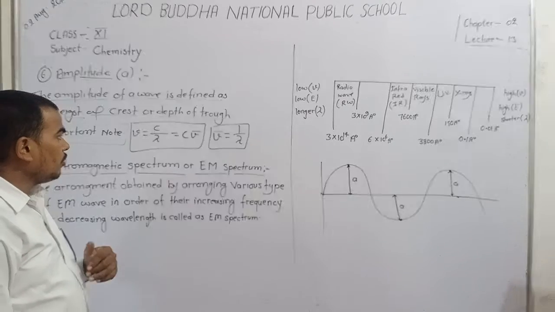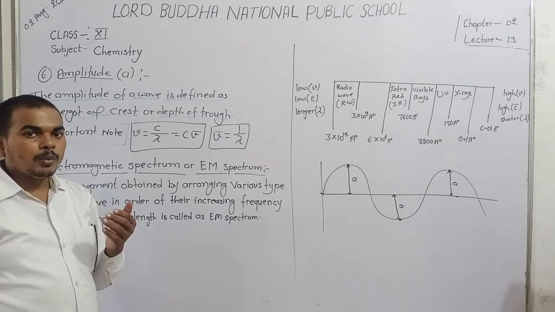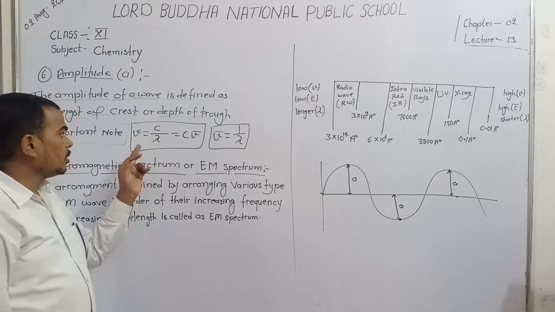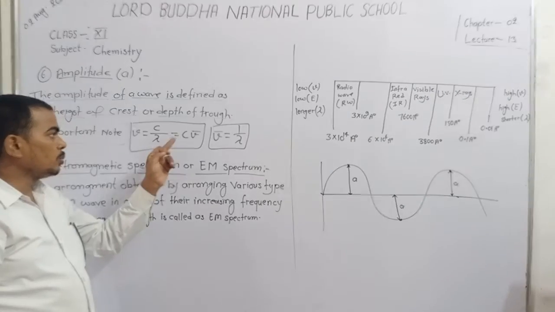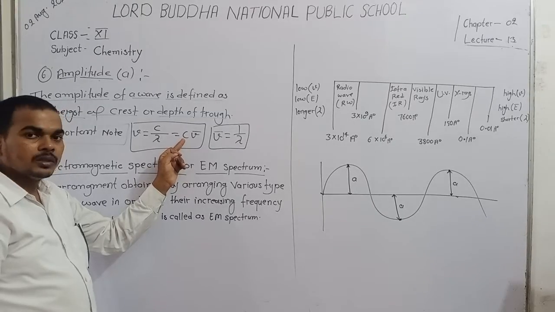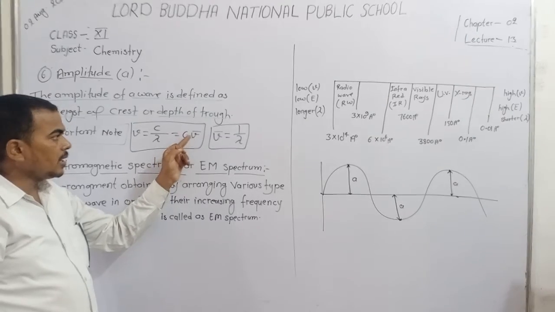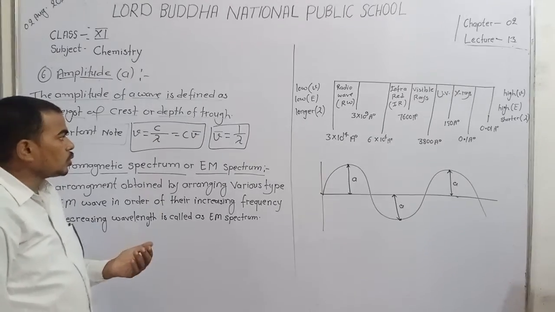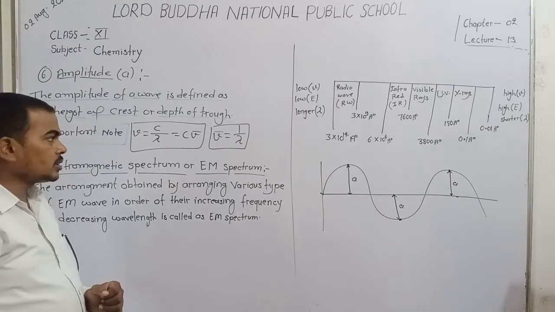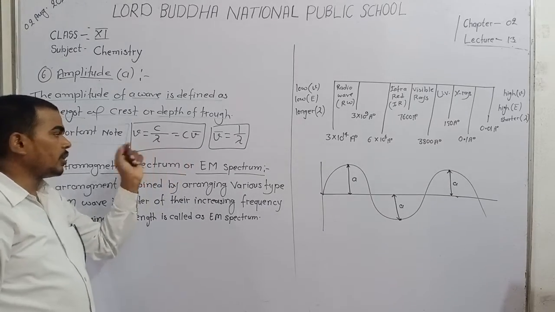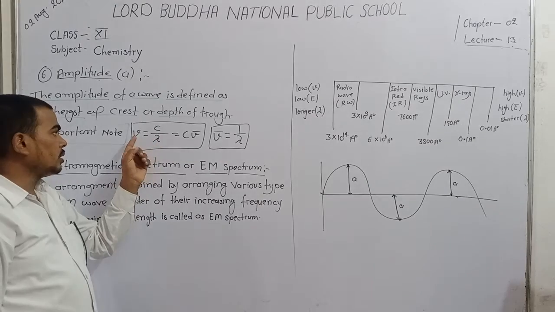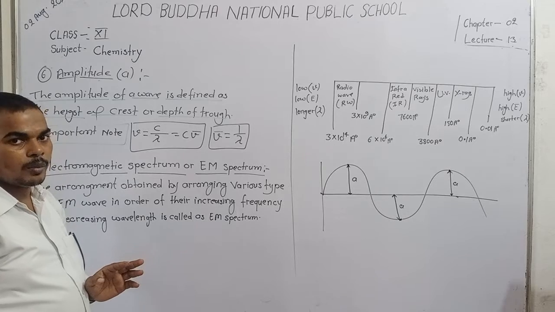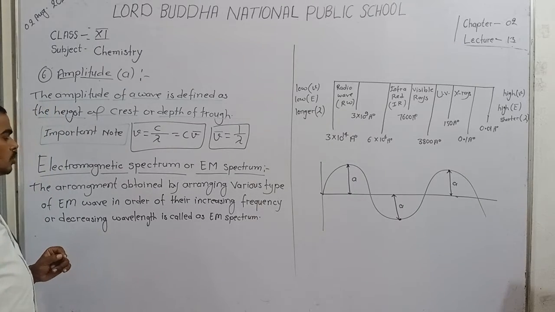Dear student, if a question gives the wave number and asks for frequency, you put the constant 3 into 10 power 8 times the wave number. And also if a question gives the frequency and asks for the wave number, then you put frequency upon 3 into 10 power 8 equal to wave number.